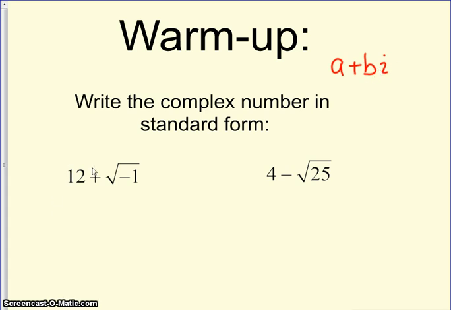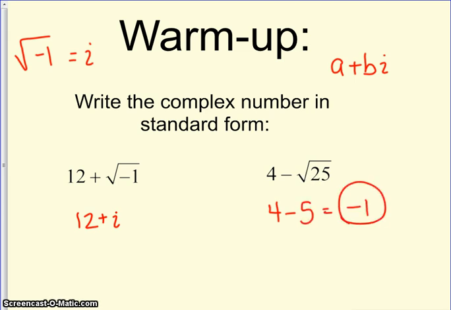Okay, so here we have our real part, 12 plus the square root of -1. Remember that the square root of -1 is i, so we would simply change this to 12 plus i. Over here we have 4 minus the square root of 25. Notice that the minus is not inside the square root, it's on the outside. So this is simply 4 minus the square root of 25, which is 5, so that's -1. So be careful, just because you see a negative doesn't mean you're going to end up with an imaginary number. The negative must appear under the square root for it to be an imaginary number.